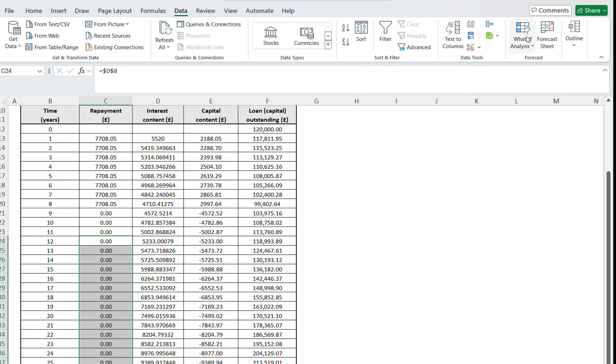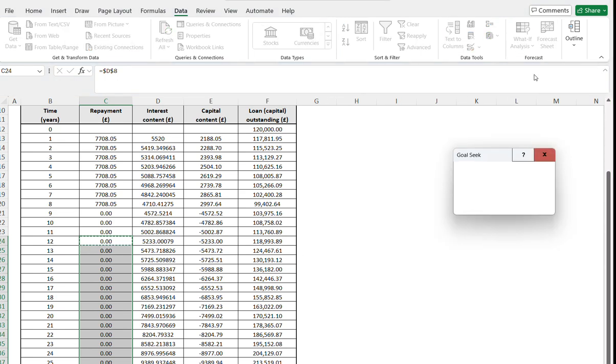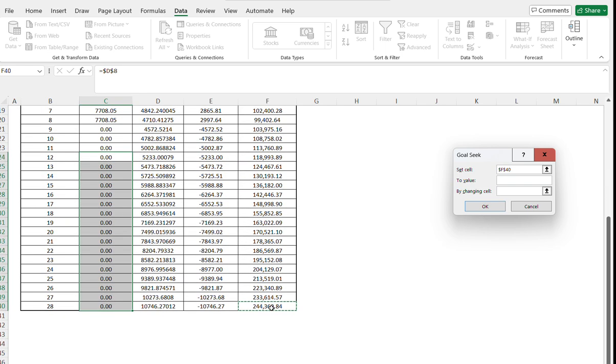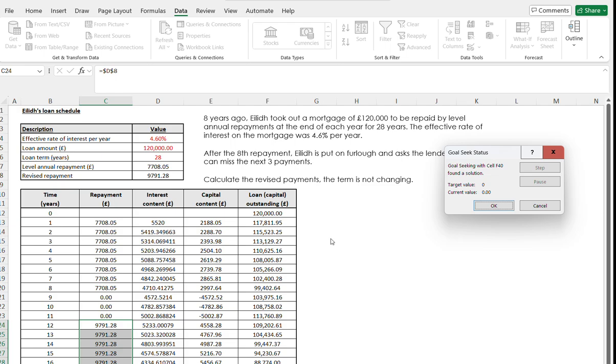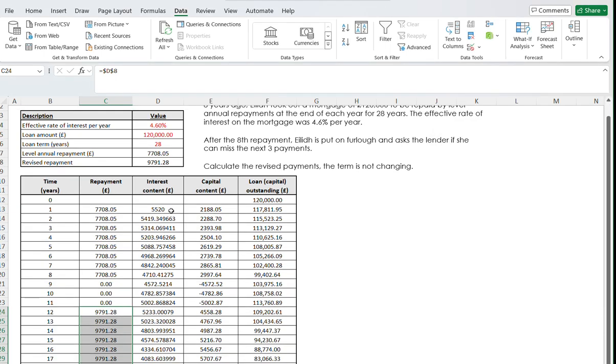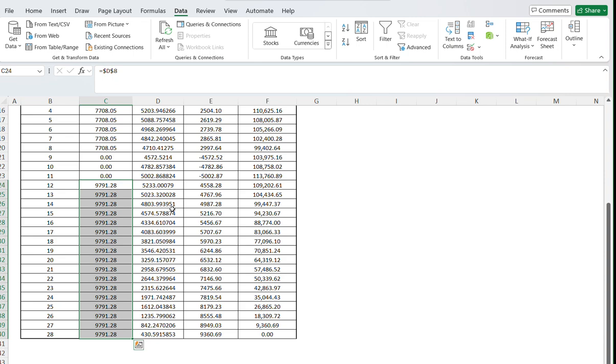So if I go to what if analysis, goal seek, so I am still setting that final cell to 0, but this time we are changing this cell here that we've set up for it. Let it do its thing, and there we go. So for the remainder of the 28 years, her payments will go up to £9,791.28 a year because she took that 3-year break.